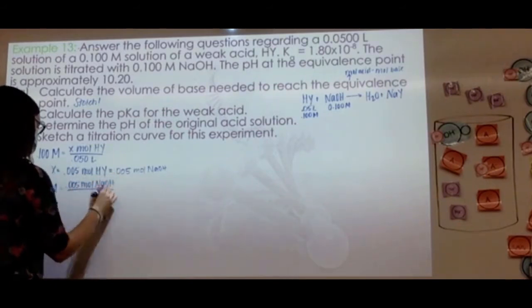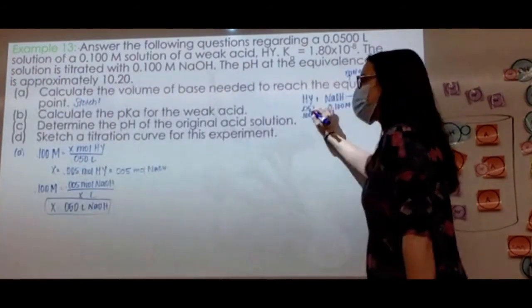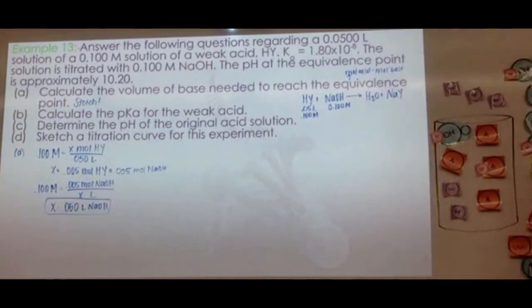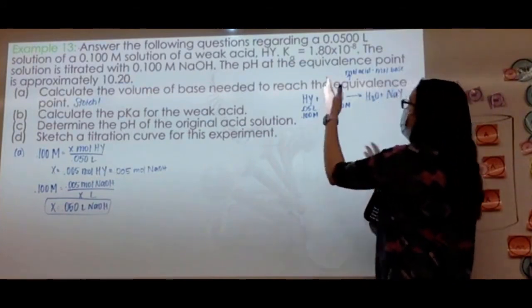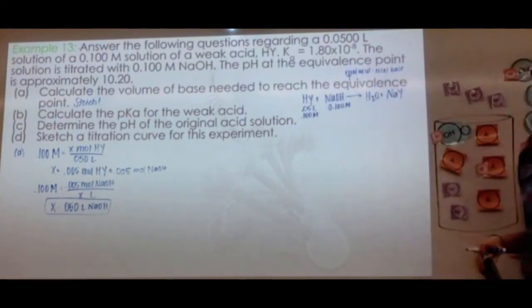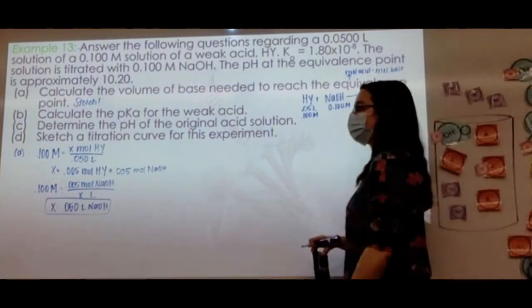Because the point of this question was to find the volume. And it just says volume, so we can solve in liters and that can be our answer. So multiply X over, divide by 0.1, get 0.050 liters of NaOH. Notice that's the same volume of HY that we had. That's why I said if you could do it without stoich, you recognize that the molarities are the same. At the equivalence point, we know that moles are the same. Molarity is moles over liters. If molarity is the same and moles are the same, liters also have to be the same.